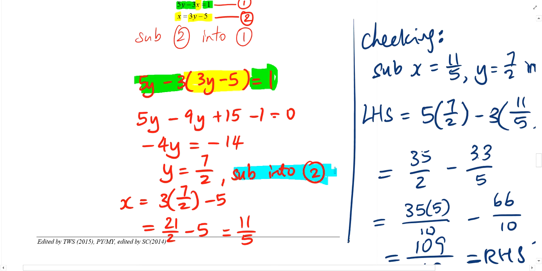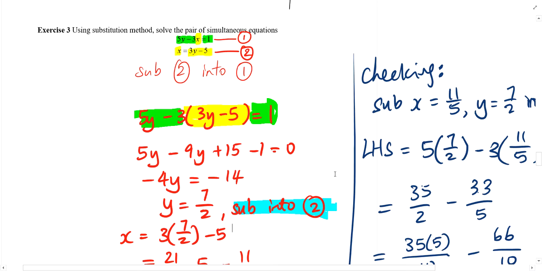You can choose to substitute into equation 1 if you like. But given a choice, you want to find the value of x. Do you want to substitute into equation 1 or equation 2? Equation 2, because it will give you the answer directly. I say again, you can substitute into 1, but you're just giving yourself a lot of extra work to do. But if you do that, you'll still get the same answer.